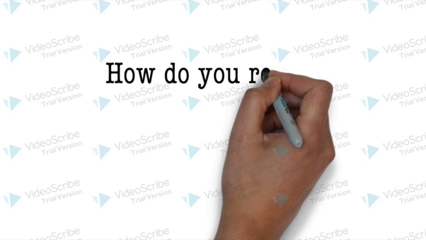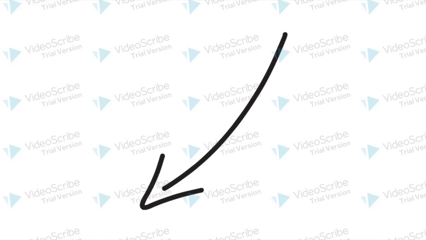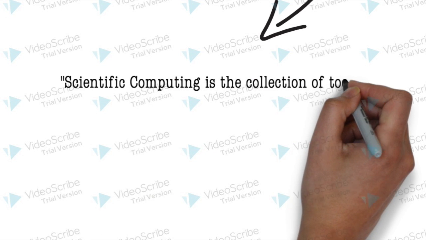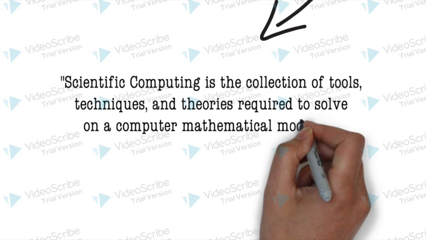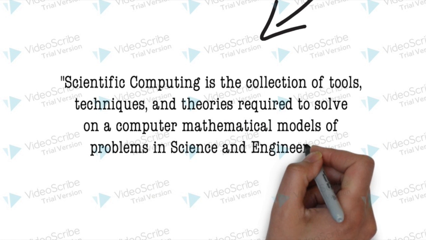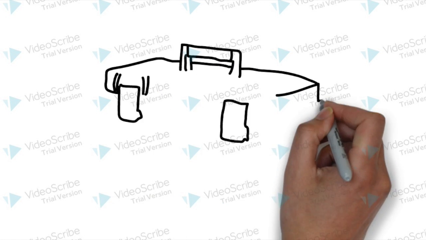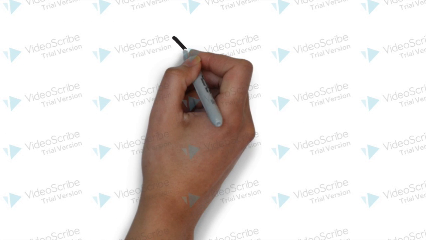How do you relate computer simulation to scientific computing? To answer this question, I will start with the definition from Gene Golub and James Ortega, where they say scientific computing is a collection of tools, techniques, and theories required to solve on a computer mathematical models or problems in science and engineering. With this, let's draw a picture in mind of a toolbox.